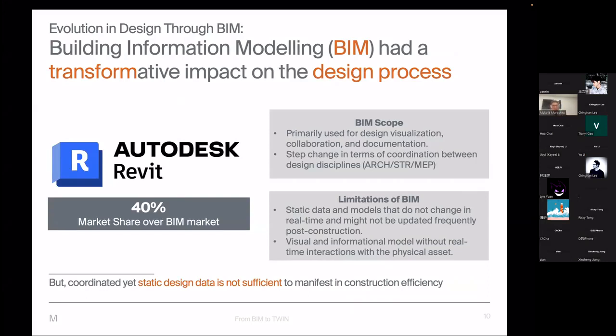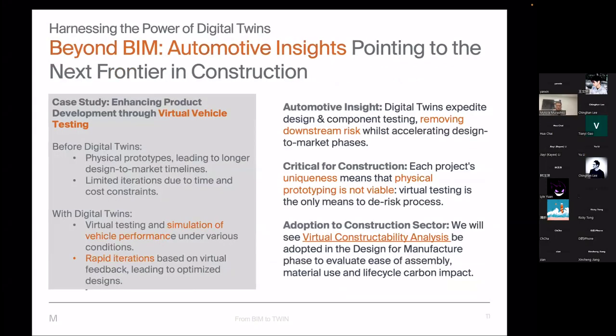But BIM has a huge limitation in that simply coordinated design information is not quite enough to result in construction efficiency. And that's to do with the fact that Revit as a tool is in the end static, right? It talks about a coordinated set of information, but it doesn't follow the building process. And following the building process is something that the manufacturing world does very well.